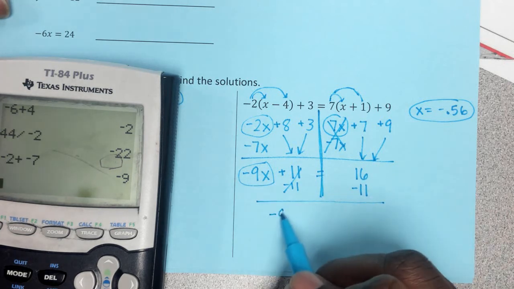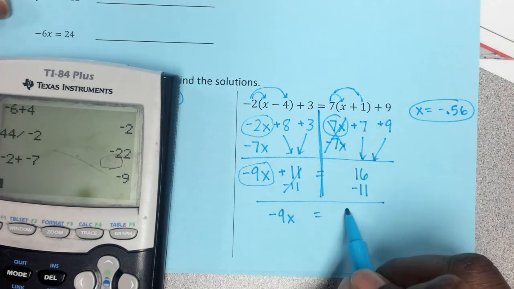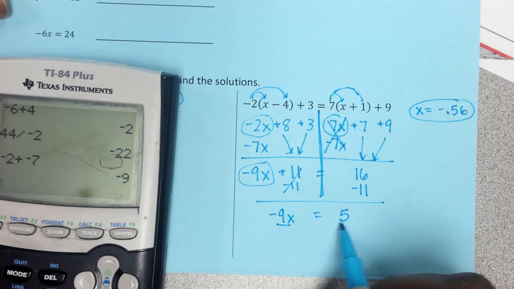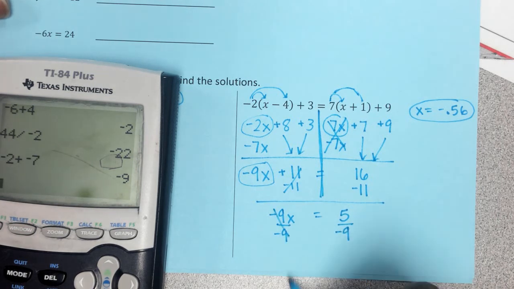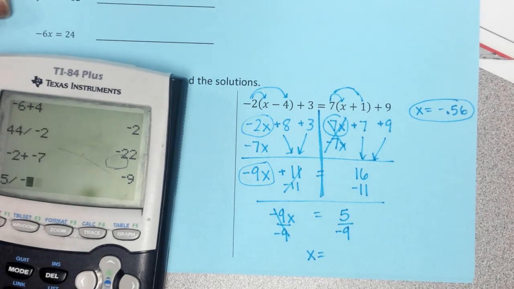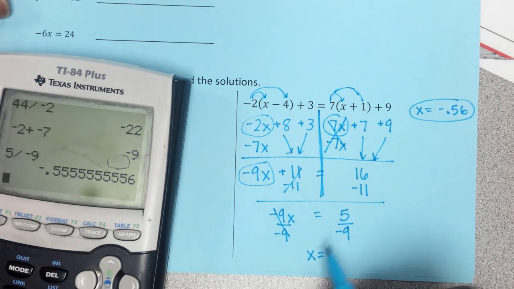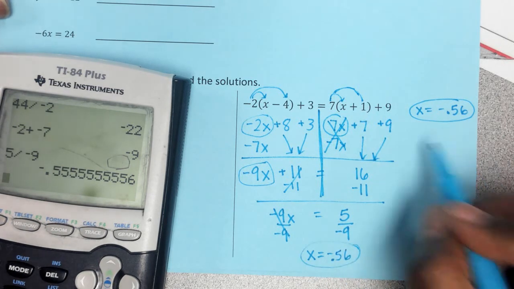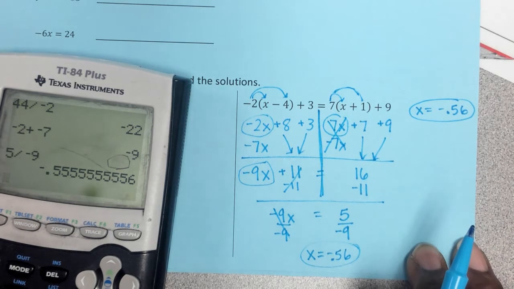So this will be negative 9x. This will be 5. Divide. The number that has the x with it will go to the bottom. So that's x equals, if you divide 5 divided by negative 9, that's where you get the 0.55556, which is the answer that I showed you.